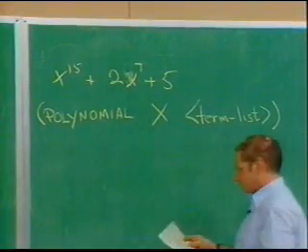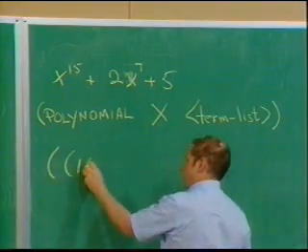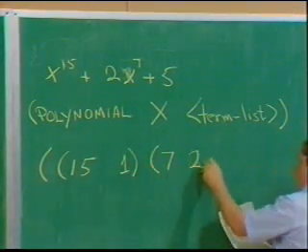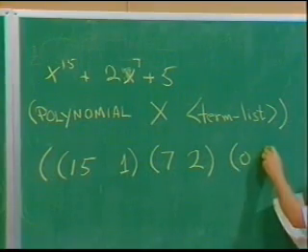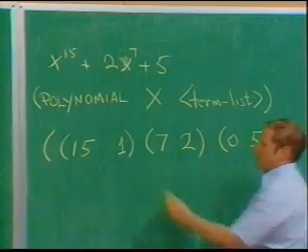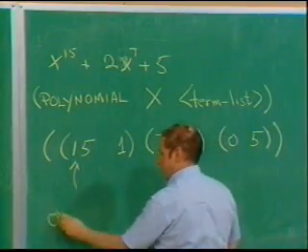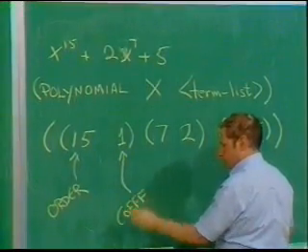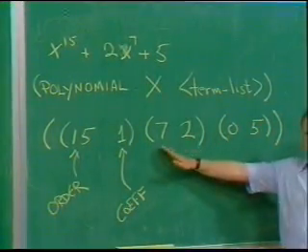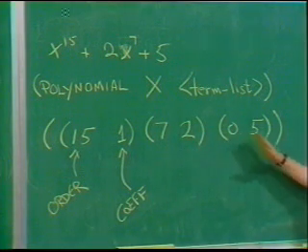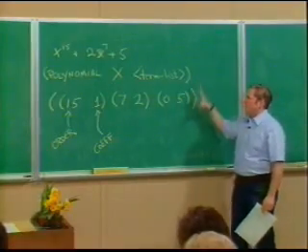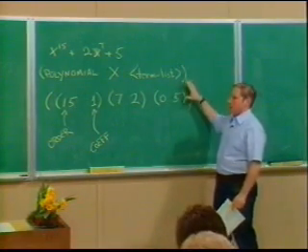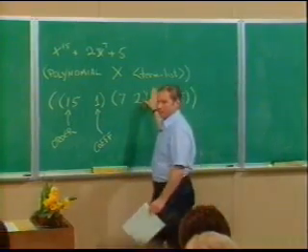And a term list, well, in our case, we'll use something that looks like this. We'll make it a bunch of pairs which have an order and a coefficient. So this polynomial would be represented by this term list. And what that means is that this polynomial starts off with a term of order 15 and coefficient 1. And the next thing in it is a term of order 7 and coefficient 2, a term of order 0, which is constant, and coefficient 5. And there are lots and lots of ways and lots of trade-offs when you really think about making algebraic manipulation packages about exactly how you should represent these things. But this is a fairly standard one. It's useful in a lot of contexts.